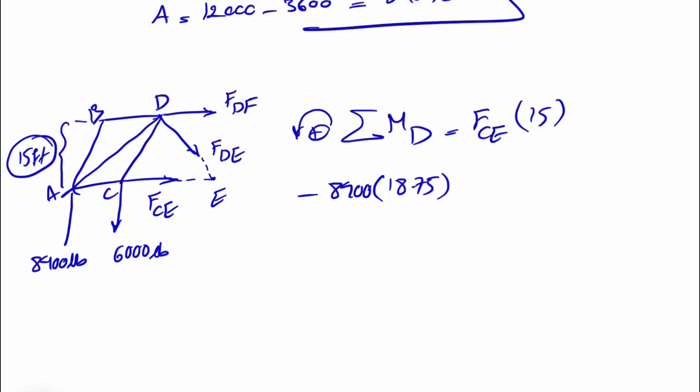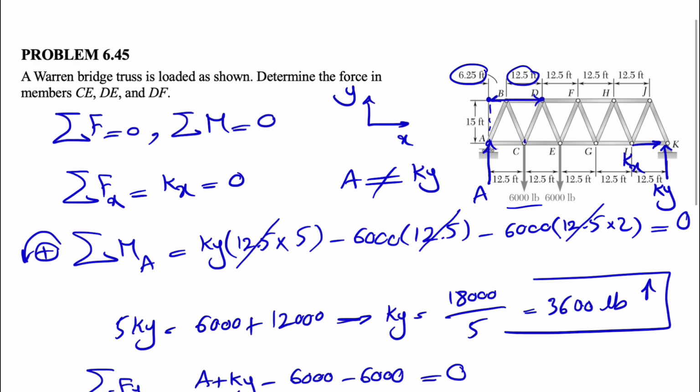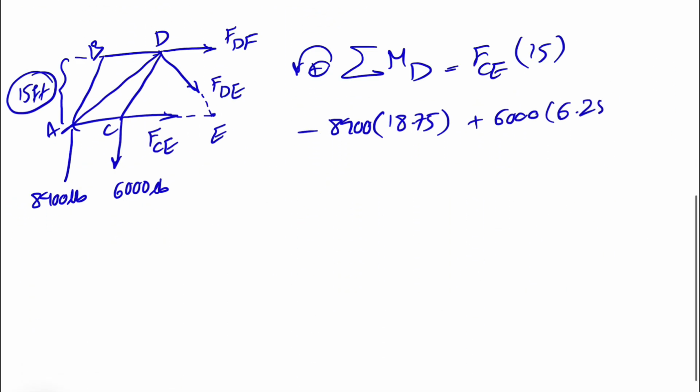And we have the moment of 6,000 pounds counterclockwise, so positive 6,000. And the distance this time would be, this is the vertical distance. I'm just going to clean up the previous one. And we are looking for from here to here, which will be 6.25 plus 12.5 minus 12.5, which is going to be 6.25. So times 6.25 is equal to 0.